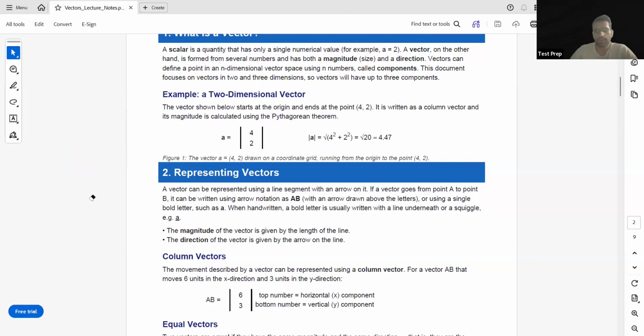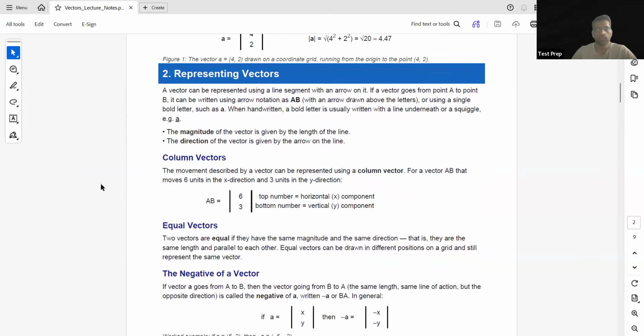Now, how to represent vectors? A vector can be represented as a line segment with an arrow on it. A vector from point A to point B can be written as AB, with an arrow on top. It represents AB as a vector with a single magnitude, and the vector has both magnitude and direction. In a column vector, the topmost is the horizontal x component and the bottom one is the y component.